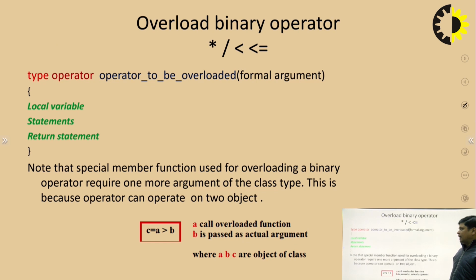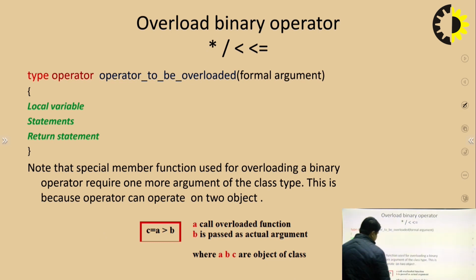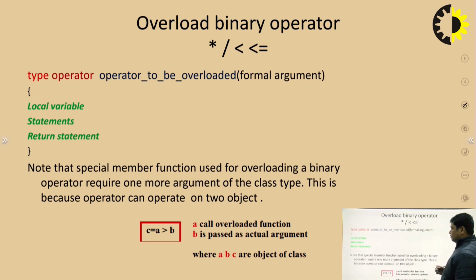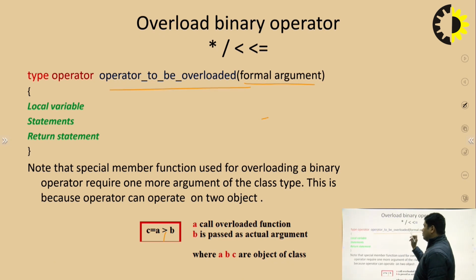Overload the binary operator. Binary operator means which has two operands, which are performed with two values. This is the binary operator. Again, this is the same syntax: formal arguments, operator to be overloaded.